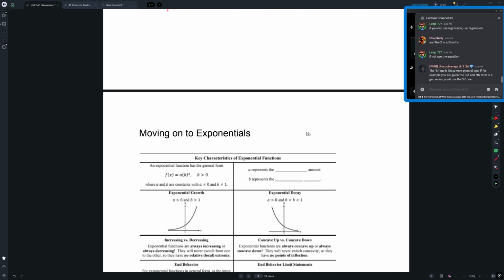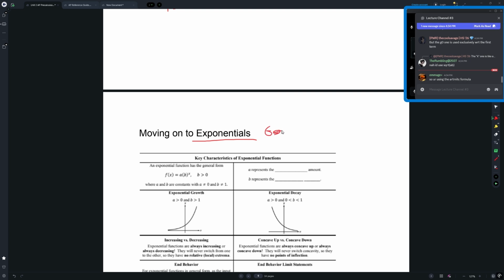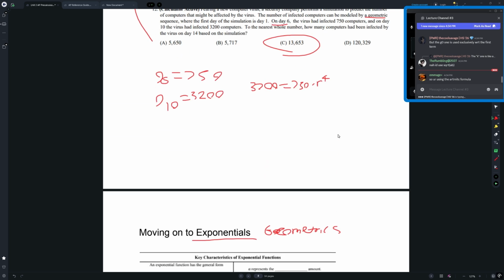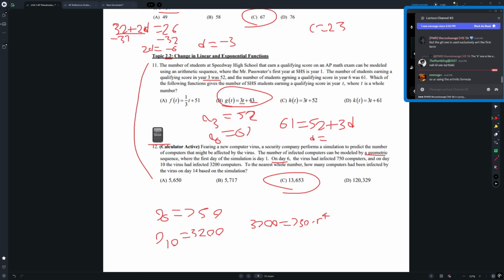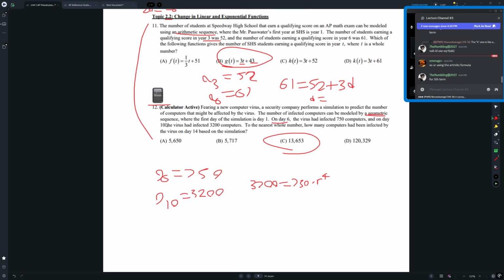We're gonna move on. So now we're moving on to exponentials. This is similar to our geometric sequences that we just went over for the last 30 minutes. So yeah, you're using the arithmetic formula because it says it's an arithmetic sequence. And this one said a geometric sequence. And that's how you decide which formula to use.